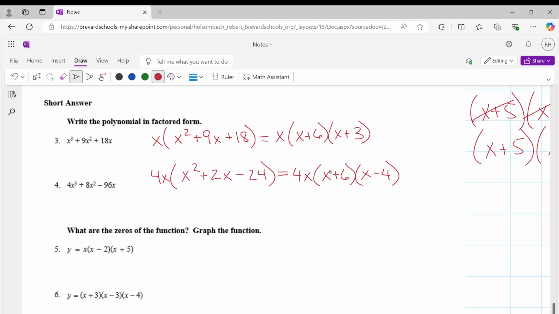And if you're not sure if those are the factors, just multiply all of this. When you multiply 4x times x plus 6 times x minus 4, you should get this. If you don't, then your factors are wrong or your signs are wrong, and you can adjust and then remultiply to make sure that you get the original polynomial.